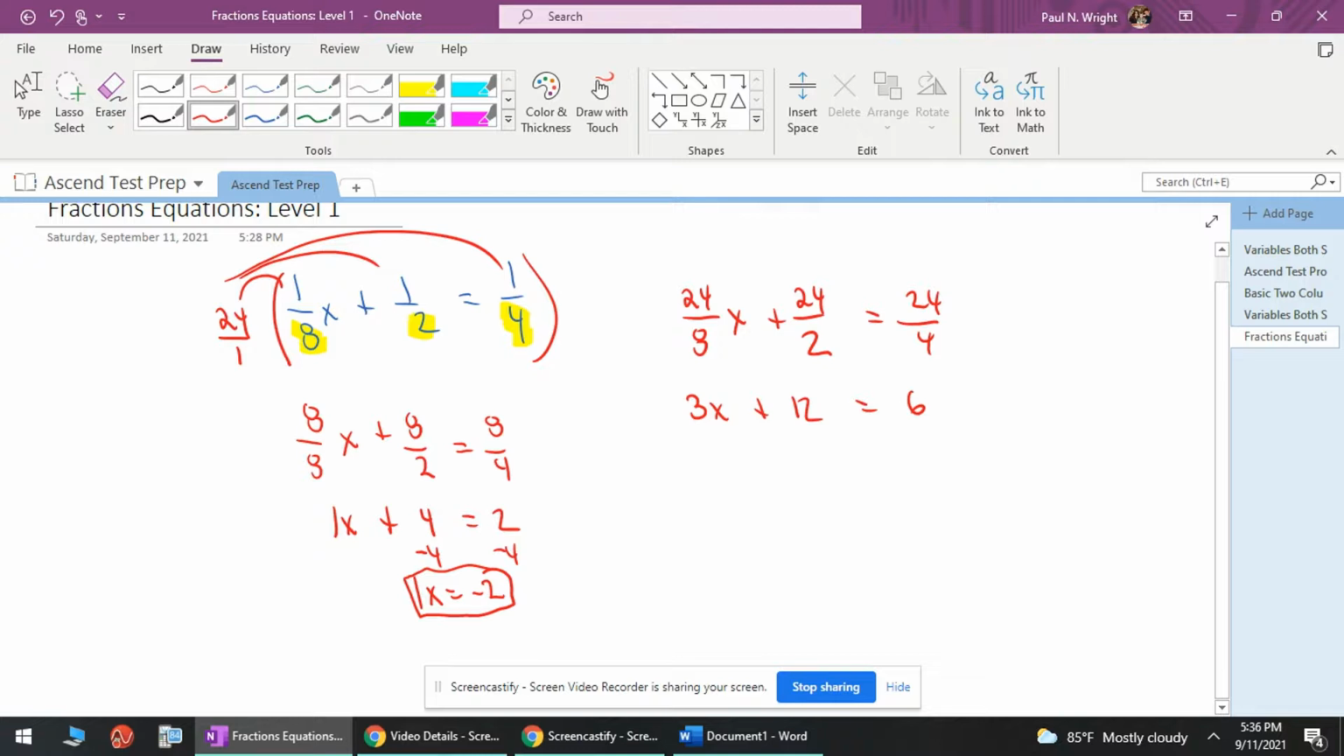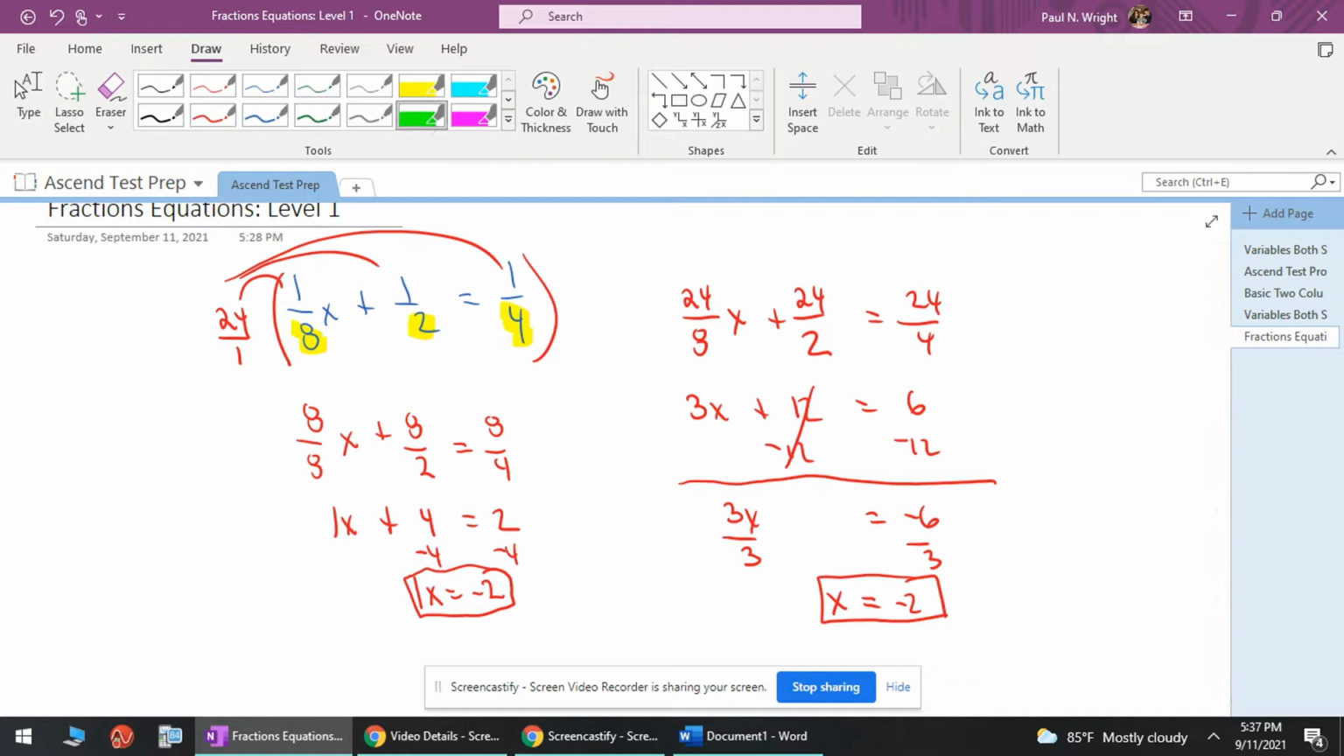Now I only don't have to worry about the variable because it's on the left side. So I got to get it isolated. So if I want to get rid of the positive 12, I got to subtract 12 from both sides. Because if you do it to one side, you have to do it together. This is going to give me 3x equals negative 6. I'm going to divide both sides by 3. And notice how I still get the same answer. X equals negative 2. The key thing here is being able to find the least common denominator.